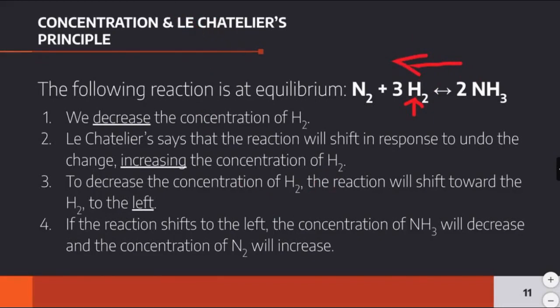If the reaction shifts towards the left, then it's going away from the NH3. That means the concentration of the NH3 is going to go down, and the concentration of the N2 is going to go up. So if I had this reaction at equilibrium and I got rid of H2, I'd find it's going to make more N2 and less NH3.